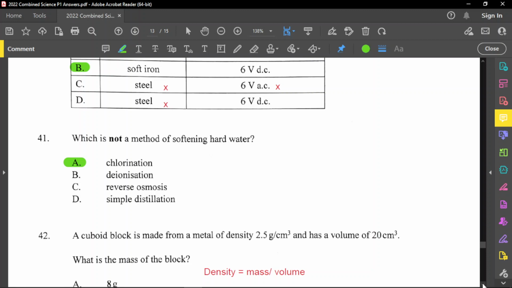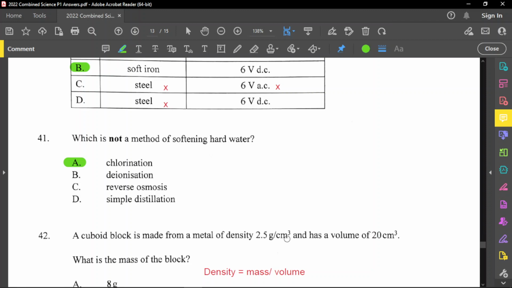All right. And so chlorination, you are actually adding chlorine to it, so can that be softening the water, right? It only makes it pure or safe for consumption, because the chlorine will kill the microorganisms, but it will not make the water soft. And so that's the answer right there. It is not softening the water. But deionization, you're taking out ions, dissolved minerals from the water. So definitely reverse osmosis and simple distillation, those definitely take away the substances that dissolve in the water, and give you pure water.